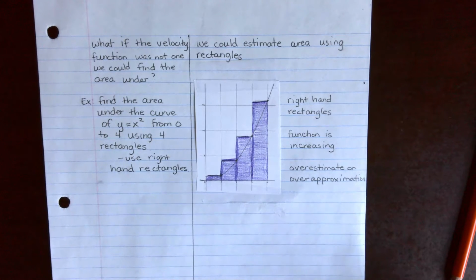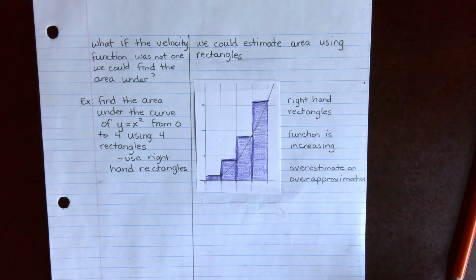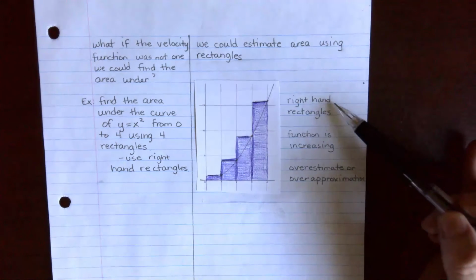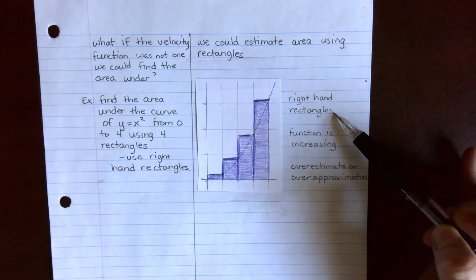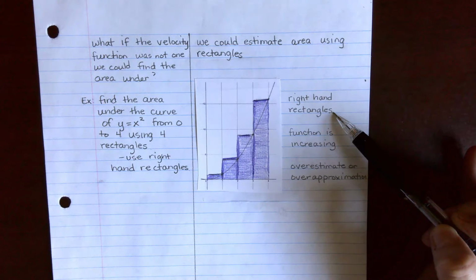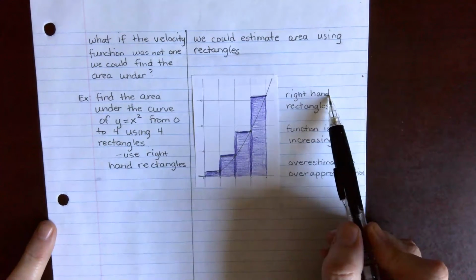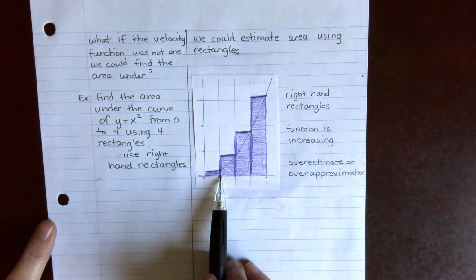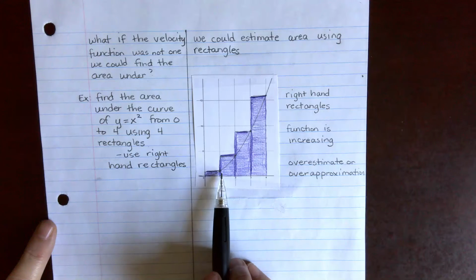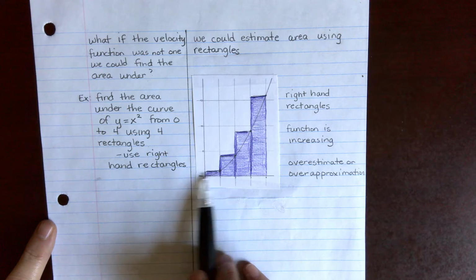Okay, so I put in a couple little things here that I want you to keep in mind. These are right-hand rectangles. Sometimes those can get confusing on whether you're using the right or the left. Remember that when you use a right-hand rectangle, you skip to the first interval, and then you actually draw to the left.